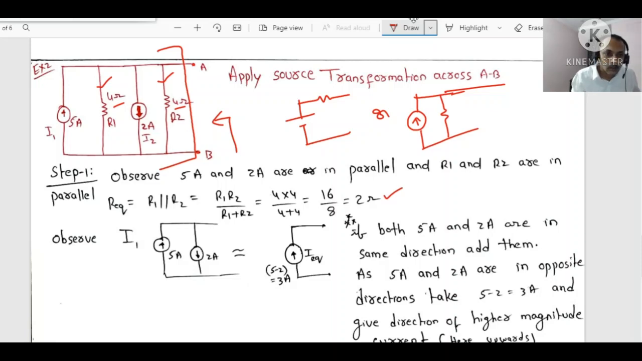Clear? Now observe these two current sources. One arrow is pointing up and the 2 amps is pointing down. Now your I equivalent will be how much? 5 minus 2. And once you get this value of 3 amps, everyone will find the 3 amps correctly. But whether the arrow should be placed upwards like this or placed like this, which one is correct?